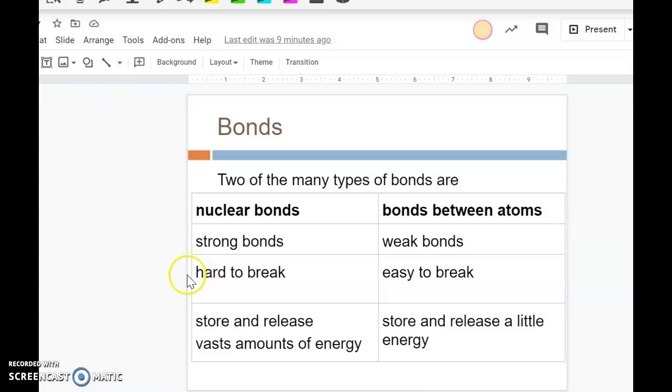If it takes a lot of energy to form the bond, it's going to release a lot of energy when it breaks. So in nuclear bonds, you have very, very strong bonds, and they're hard to break. So they're going to store and release a lot of energy. Whereas bonds between atoms, they're weak bonds. They don't really store that much energy, and they're easy to break. They're not going to release that much energy when the bonds break.